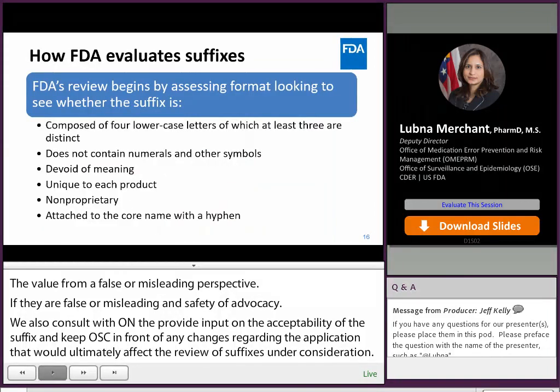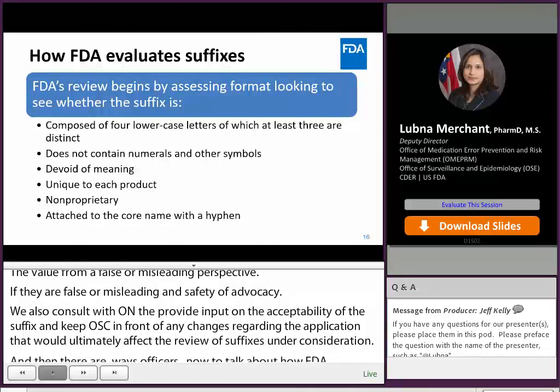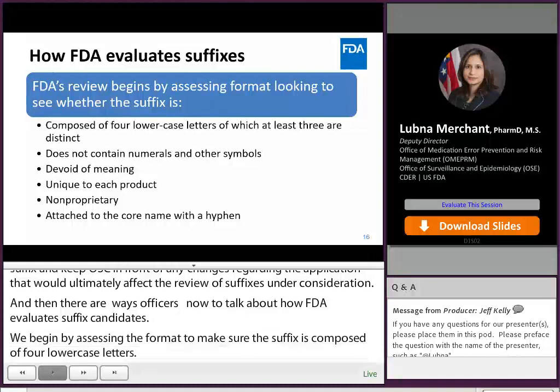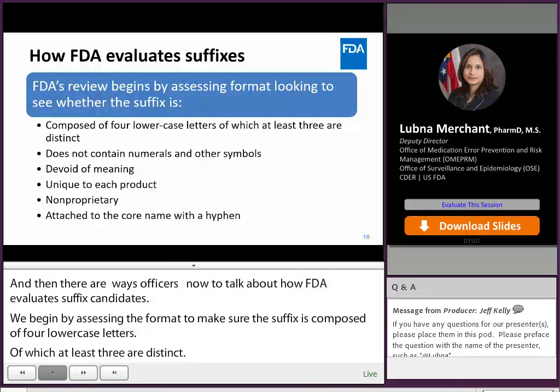So now I want to talk about how FDA evaluates suffix candidates. We begin by assessing the format to make sure that the suffix is composed of 4 lowercase letters, of which at least 3 are distinct. The suffix does not contain any numerals or any other symbols and is attached to the core name with a hyphen.